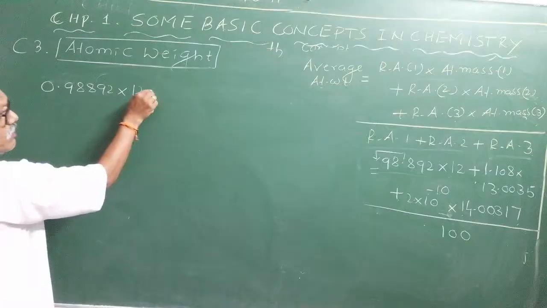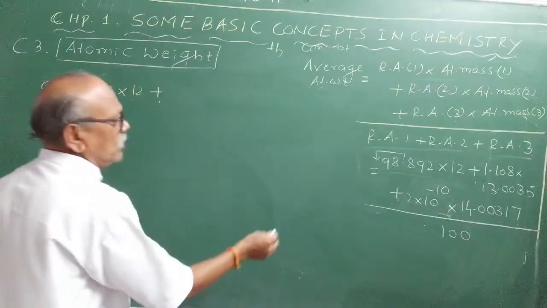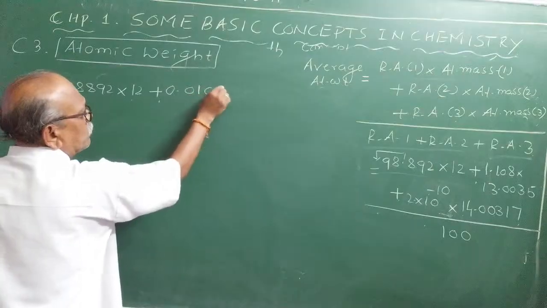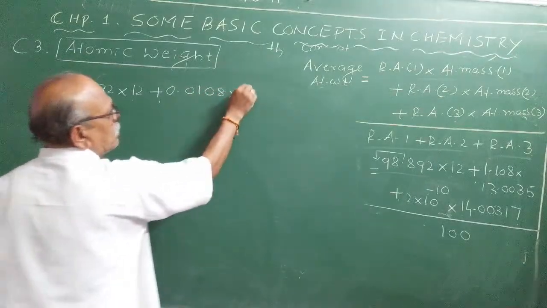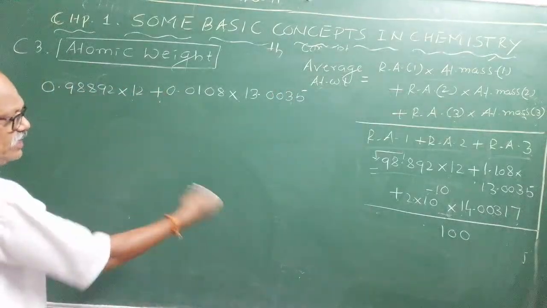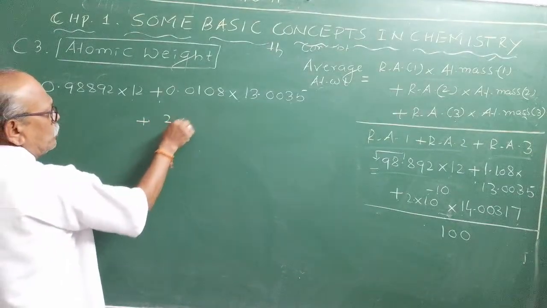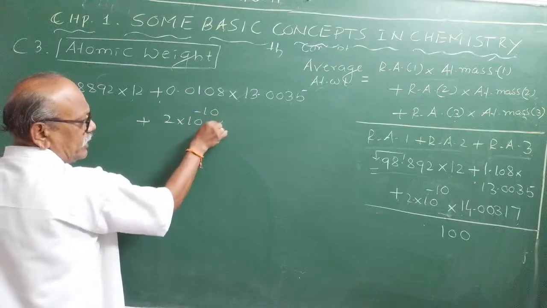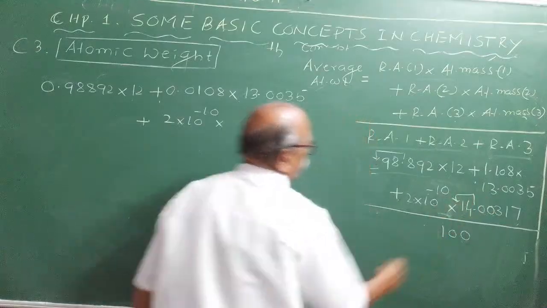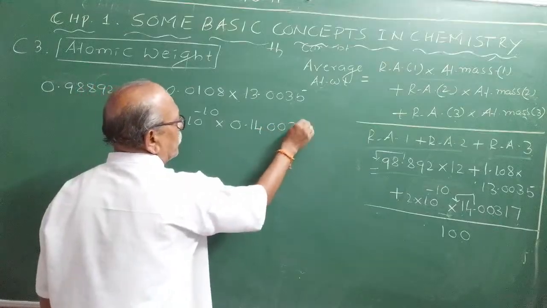12 plus. Similarly, you divide 1.108 by 100. You have to shift 2 places to the left. Therefore, you get 0.0108 into 13.0035, so that the denominator 100 can be eliminated. Plus 2 into 10 raised to minus 10 into 14. When you divide 14, you have to shift the decimal point 2 places to the left. You will get 0.1400317.